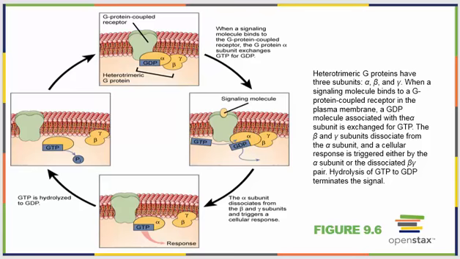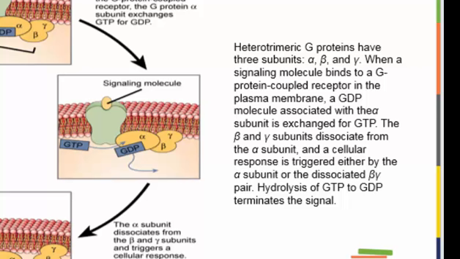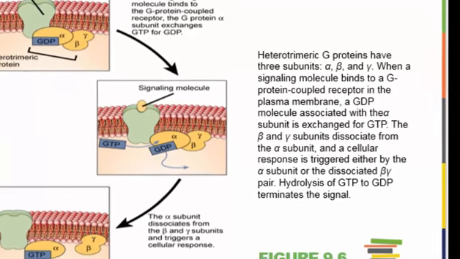These features of G proteins mean that they are heterotrimeric. They have 3 subunits. When a signaling molecule binds to a G protein coupled receptor in the plasma membrane, a GDP molecule associated with the alpha subunit is exchanged for GTP. The beta and gamma subunits dissociate from the alpha unit, and the cellular response is triggered by either the alpha subunit or the dissociated beta-gamma pair. Hydrolysis of GTP to GDP terminates the signal.